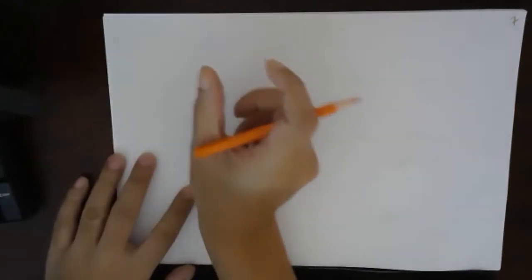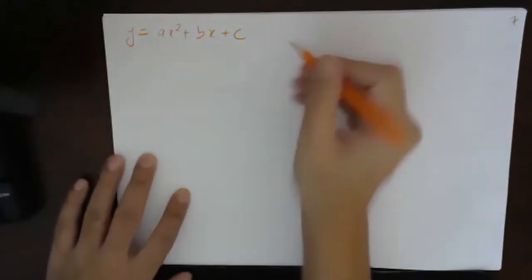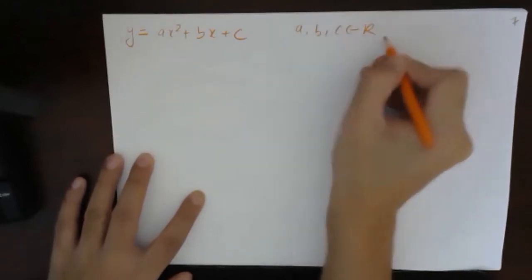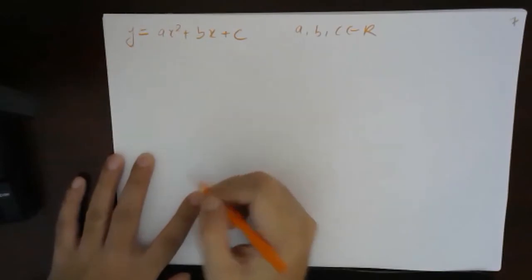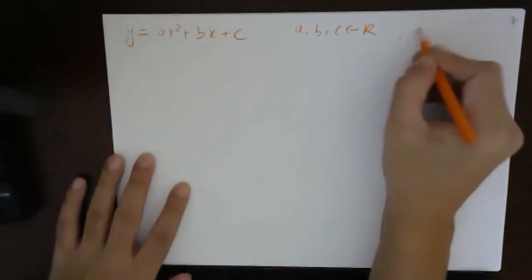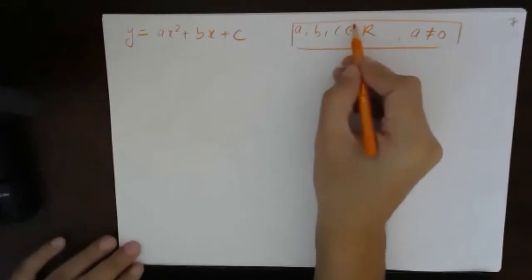Yesterday we got to a result. I will derive from the starting, not all the derivation, but we will go across what we did. This was ax square plus bx plus c, with the condition that a, b, c belong to real numbers, and another condition that a is not equal to 0.